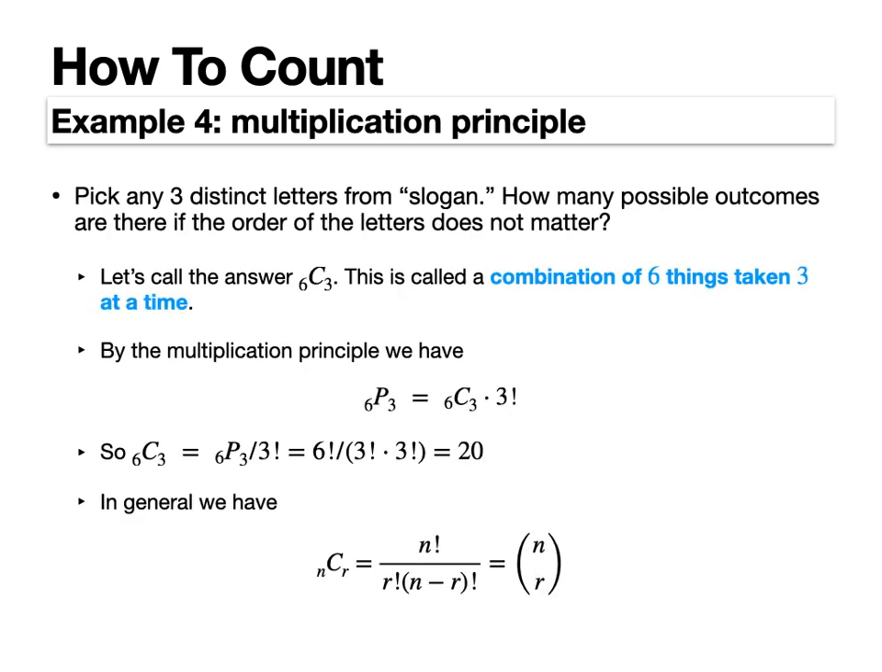Another example, let's now pick 3 distinct letters from slogan, but we don't care about the order. We just want to know how many possible ways are there to pick 3 letters. We don't care about the order in which they're picked. So essentially, we're just picking a subset of size 3 from the set of 6 letters in the word slogan. So let's call the answer 6 choose 3, and I use that symbol 6C3 to shorthand for that. This is called a combination of 6 things taken 3 at a time.